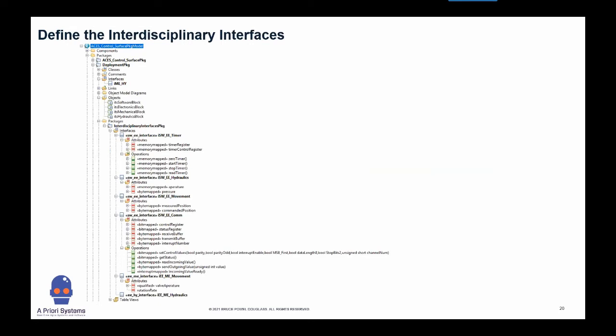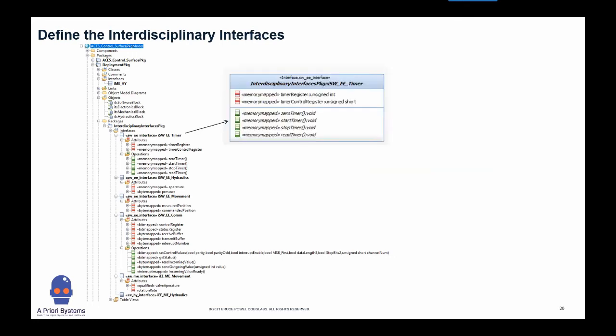So we're defining the interdisciplinary interfaces. Here we've got our subsystem model, and we're referencing in our interfaces here. And here we've got an interface between the software and the electronics for the timing services. We see this is the timer register, the timer control register. We've got some services like zero the timer, start the timer, stop the timer, read the timer. These are all memory mapped, which means they're hardware registers in the memory space that we'll read and write to make things happen.